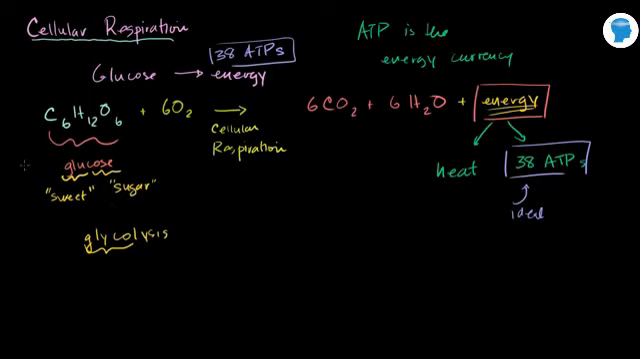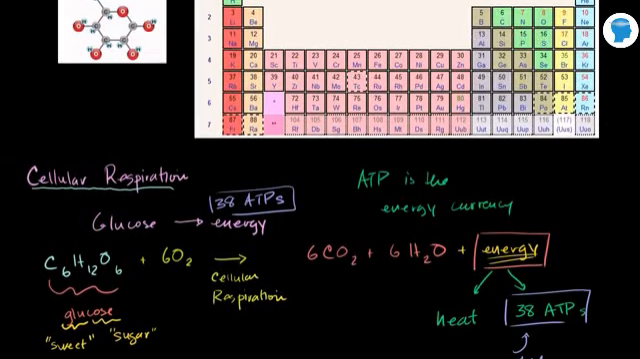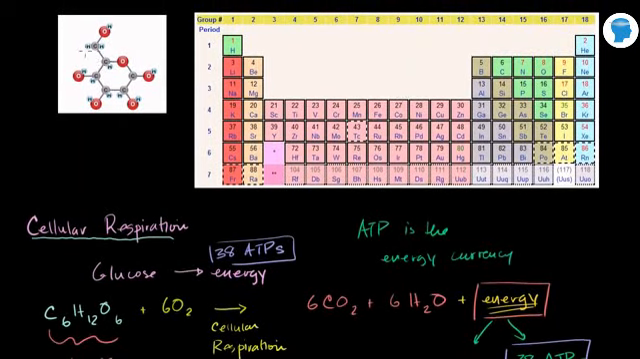But the first step of cellular respiration is glycolysis, breaking up of the glucose. What it does is it breaks up the glucose from a 6-carbon molecule. Let me draw it like this. A 6-carbon molecule that looks like this, and it's actually a cycle. Let me show you what glucose actually looks like. This is glucose right here, and notice you have 1, 2, 3, 4, 5, 6 carbons.